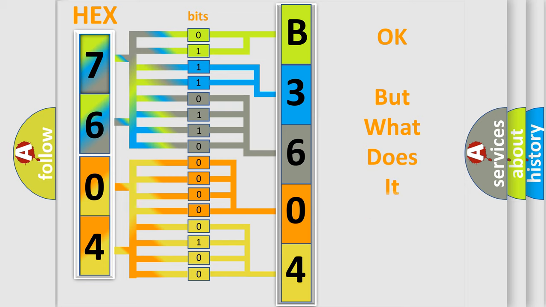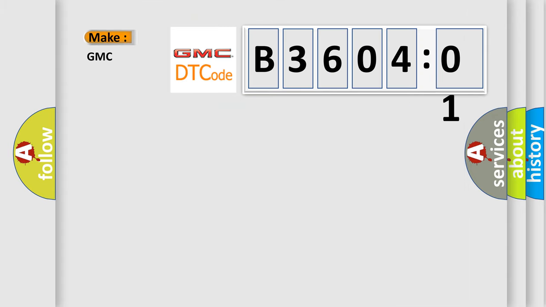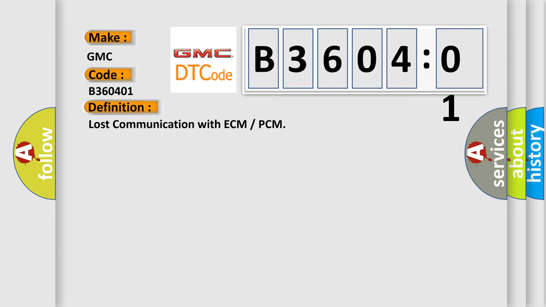The number itself does not make sense to us if we cannot assign information to what it actually expresses. So, what does the Diagnostic Trouble Code B3604-01 interpret specifically for GMC car manufacturers? The basic definition is lost communication with ECM or PCM.